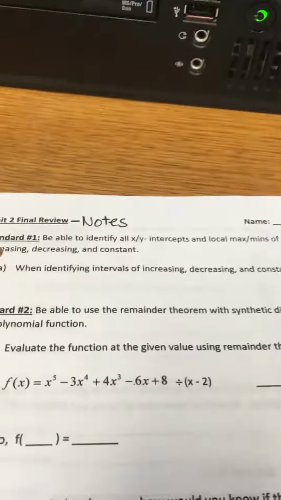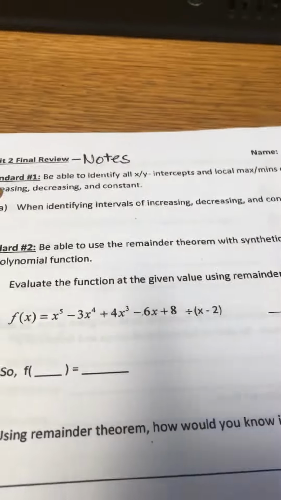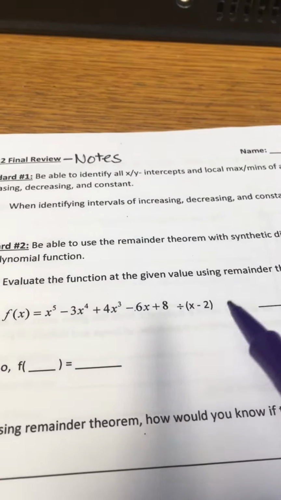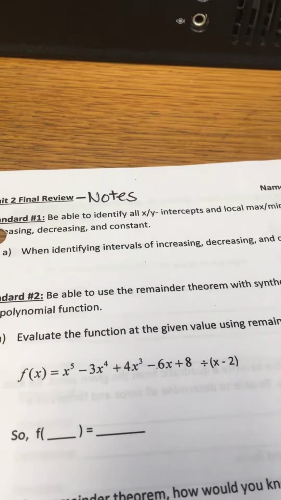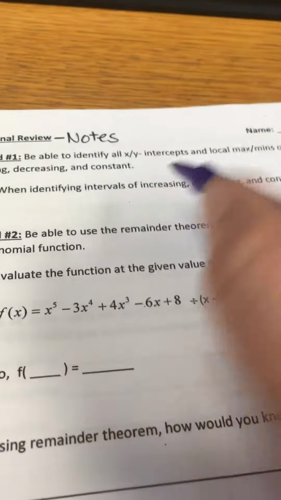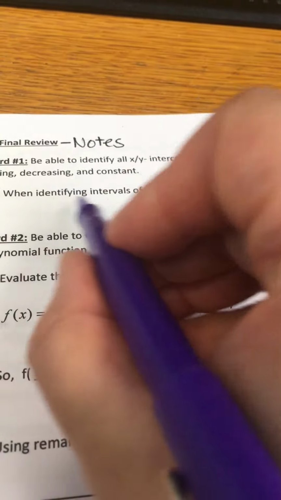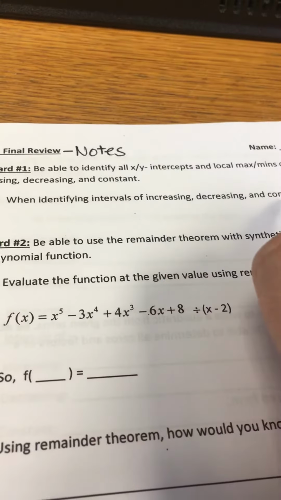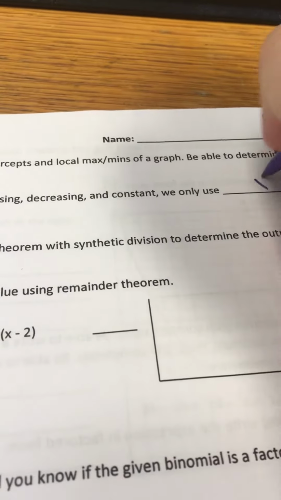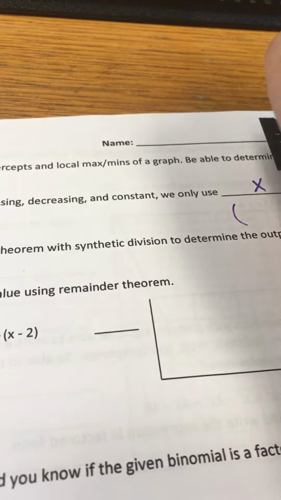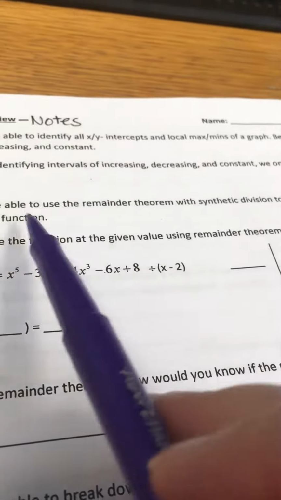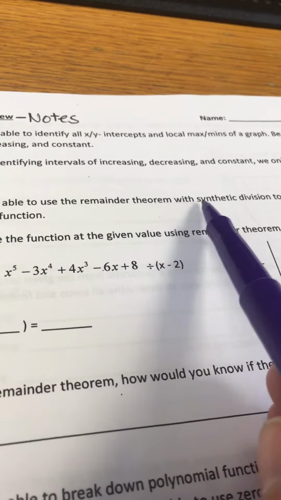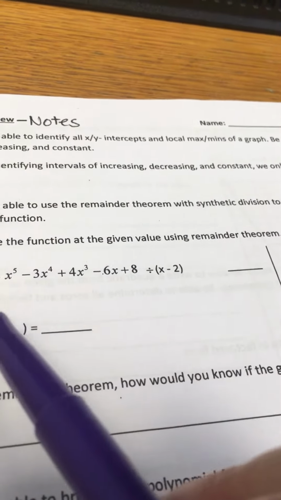Alright, so Unit 2 was about looking at functions, plugging in stuff, doing synthetic division, looking at the way the left side and the right side go on graphs. Alright, so when identifying intervals of increasing, decreasing, and constant, we only use the x values and use parentheses around both. Alright, that says be able to do the remainder theorem, use synthetic division, and that sort of stuff.